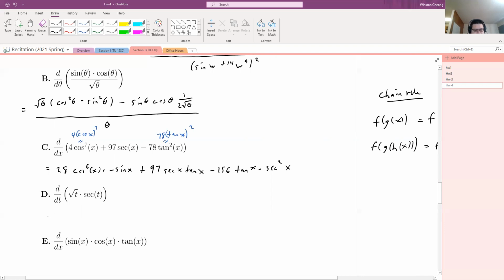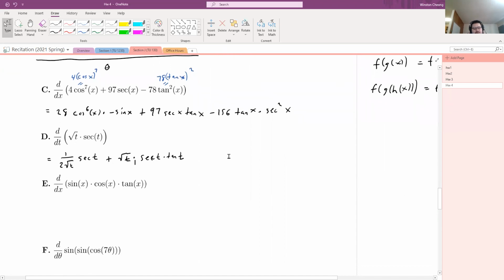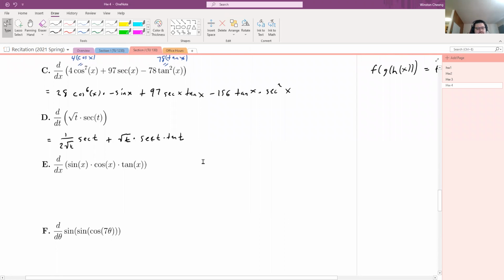Okay, D is not so bad. D is just product rule, because this is a product of 2 functions. So first we take the derivative of the square root function, let's say. And so we get 2 square root t times secant t, and then plus square root of t times, now derivative of secant, again, is secant tangent. So we just write that down, secant t tangent t. And just notice also that I'm being careful to use the same variable that I'm given. It makes a lot more sense to do that. Okay, so that's D.